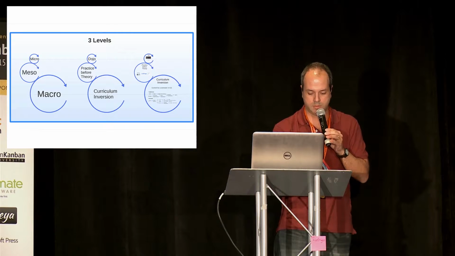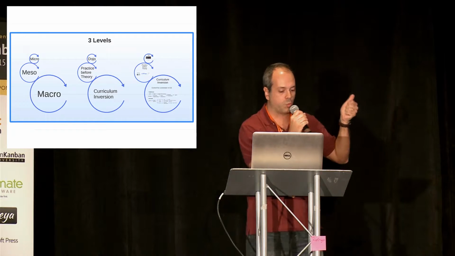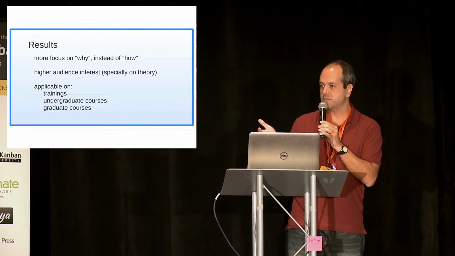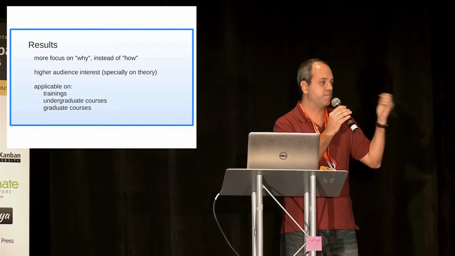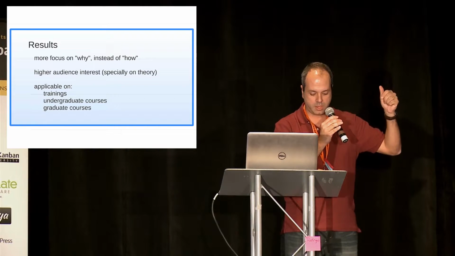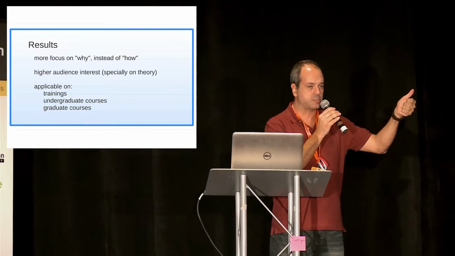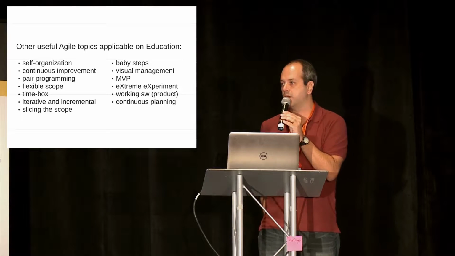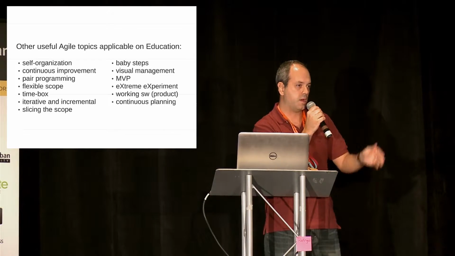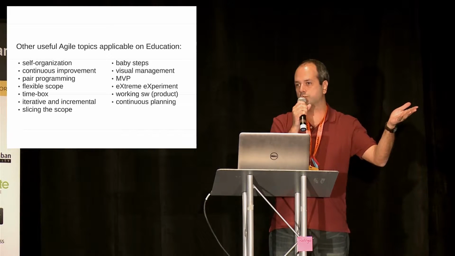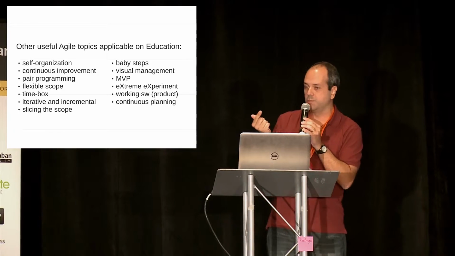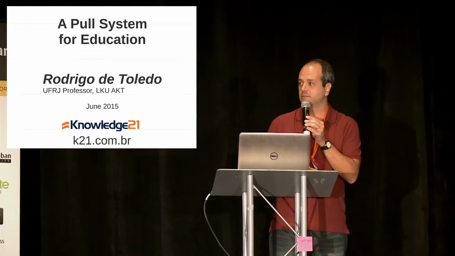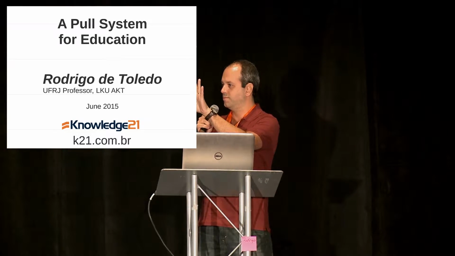And then they understand why. So the results are these: more focus on why instead of how, higher audience interest, especially in theory classes. It's applicable to trainings. We have been doing this for teaching Scrum, Kanban, and everything. It works for undergraduate courses, also for graduate courses. And this is a list of other stuff that we take from Agile and apply in our classes. Each bullet here could be a lightning talk. So if you want to ask something about it, I can explain later. And that's it. How much time? Was it okay? 5 minutes?